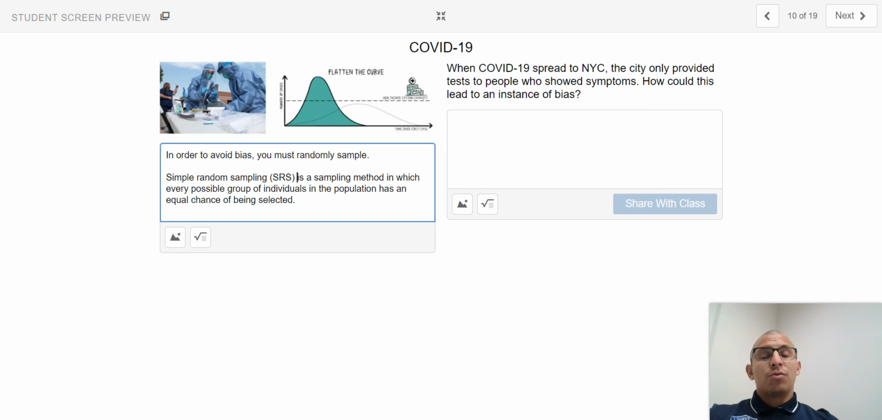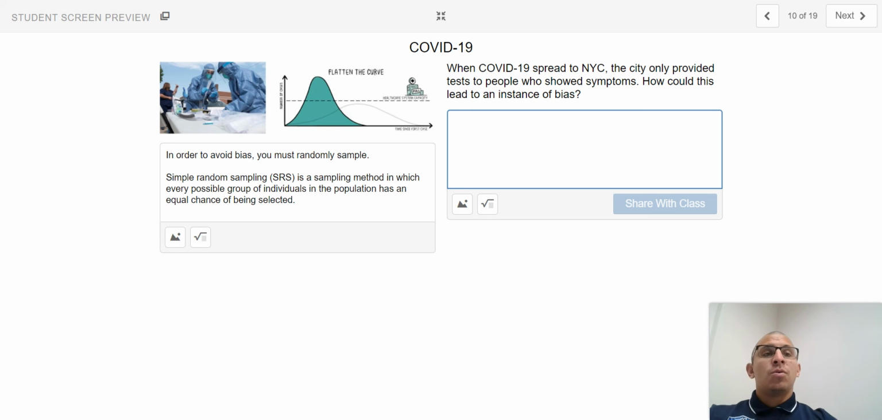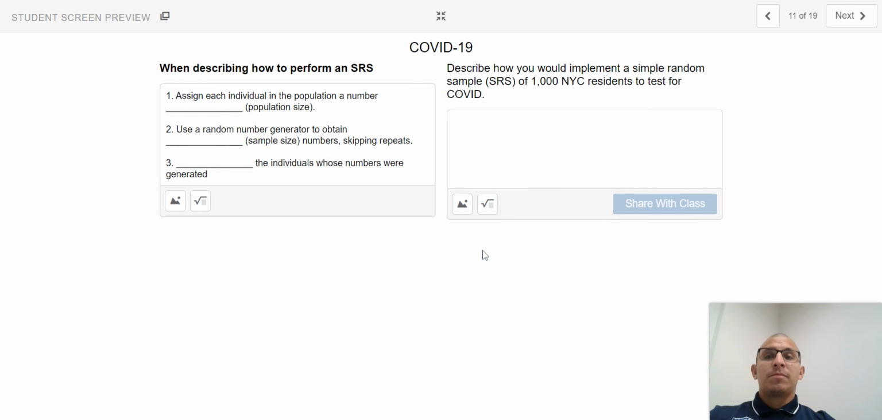So you just lived through a pandemic that very early on struggled to accurately provide us with a projection of the human beings that had COVID. The city only provided tests to people who showed symptoms. How could that technique, that sampling method, lead to an instance of bias or a misrepresentation of the data? Let's generate some dialogue with your peers before moving on.